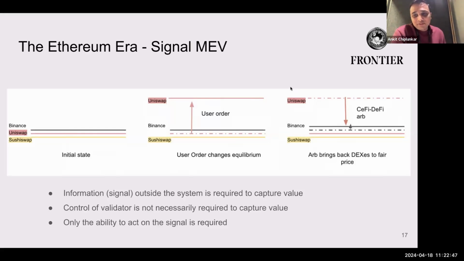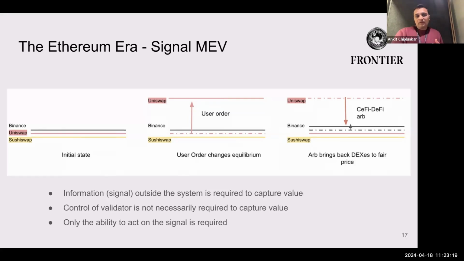Okay, so what happened after that? After that came what we call signal MEV. Because of the amount of order flow, or the amount of value that was flowing through the system, new, more sophisticated actors started coming in. These were not prop shops anymore of 1-2 people who were just trying to extract alpha from the public blockchain. Now people emerged who started extracting signal MEV.